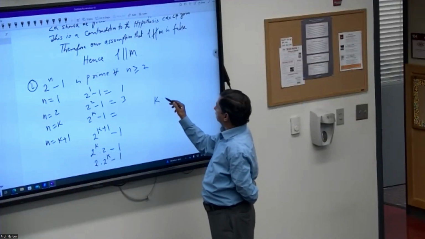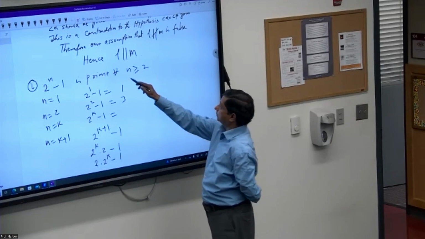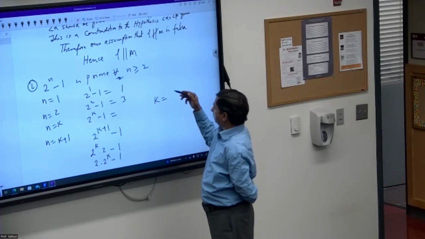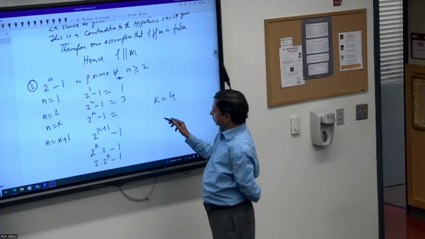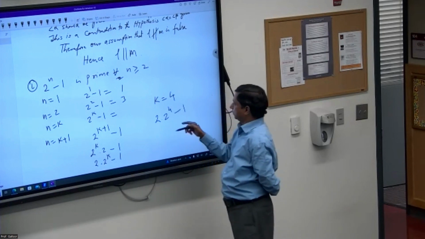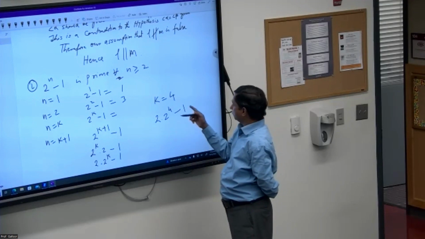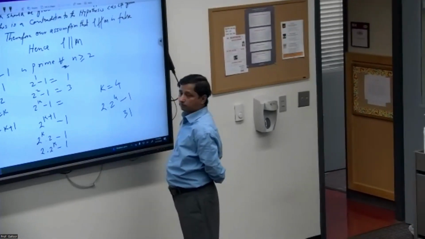So for example, if I take k equal to any number, because it can be even also. If k is 4, then 2 into 2 to the power of 4 minus 1. 2 to the power of 4 is 16, 16 times 2 is 32, 32 minus 1 is 31. Yes, it is a prime.